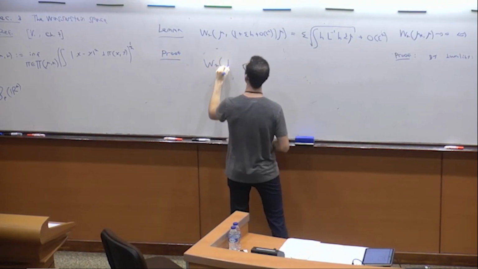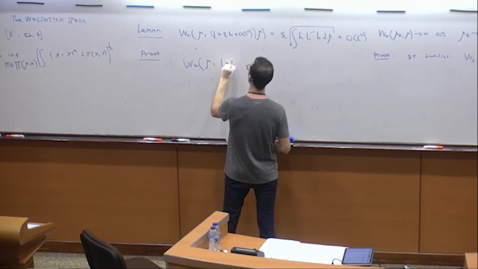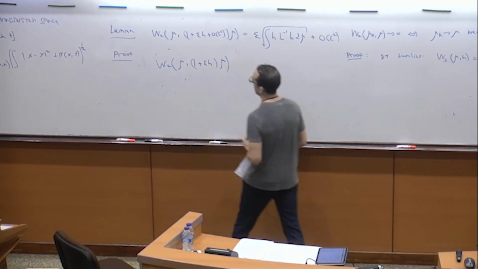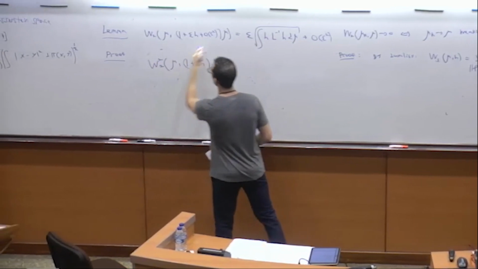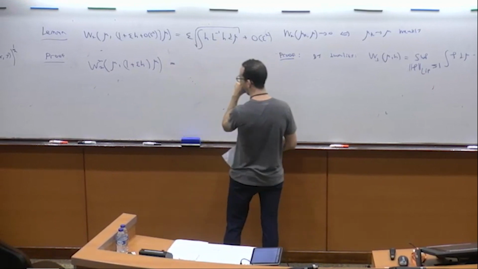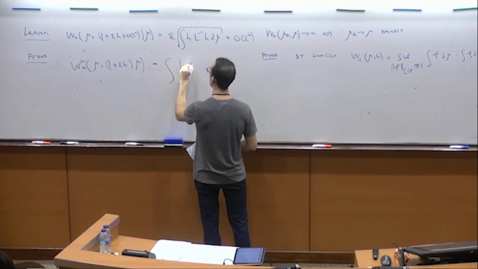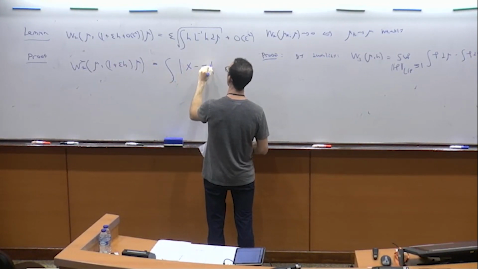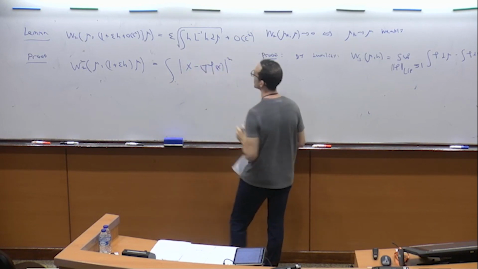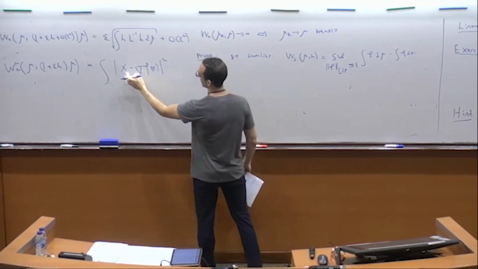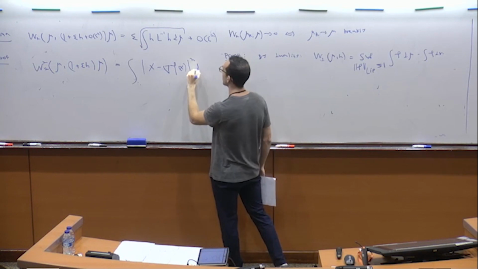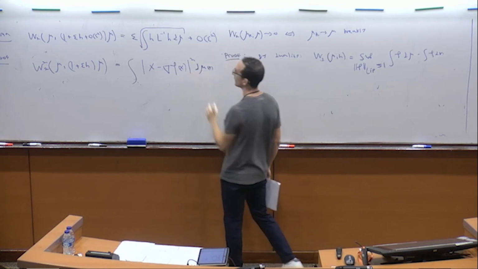So, what do we know about this? From now on, I will just ignore all these O of epsilon squared terms. Remember that if we use the Brenier map, this is just the Monge problem, right? It's x minus a transport map at x, and then we integrate with respect to mu.